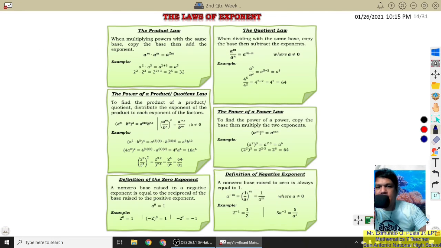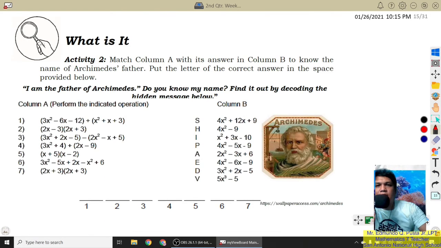Okay. So that is one way of doing it. Okay? Okay, so we have the 6 laws of exponents. The 6 laws of exponents indicate the product law, the quotient law, the power of a power, the power of a product or the quotient, the definition of zero exponent, and the definition of a negative exponent.